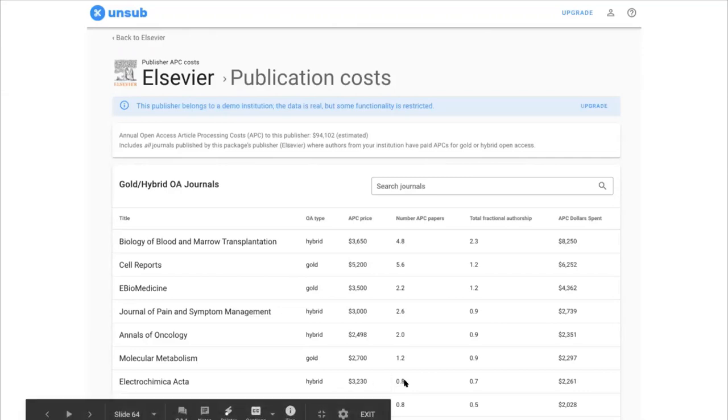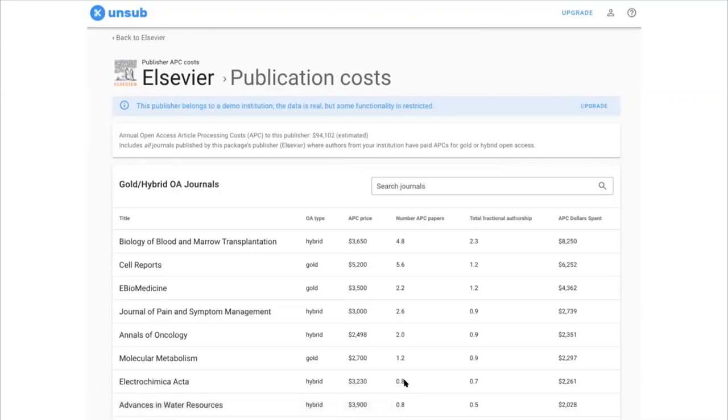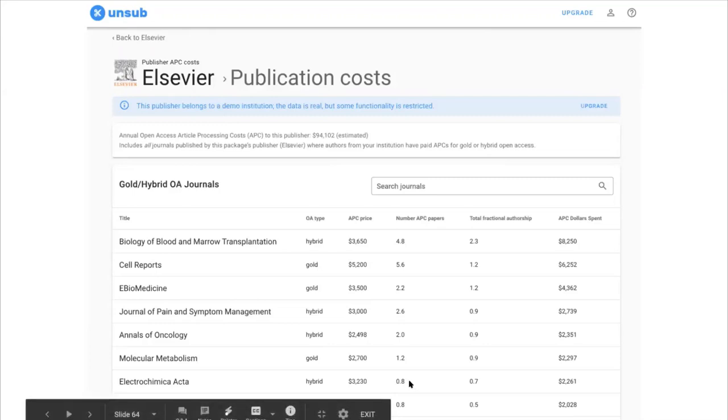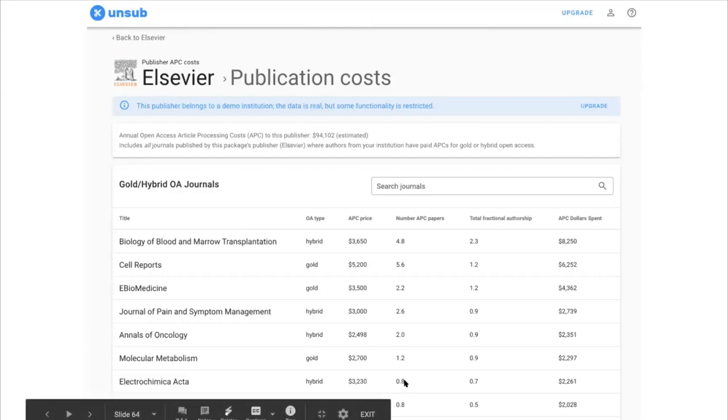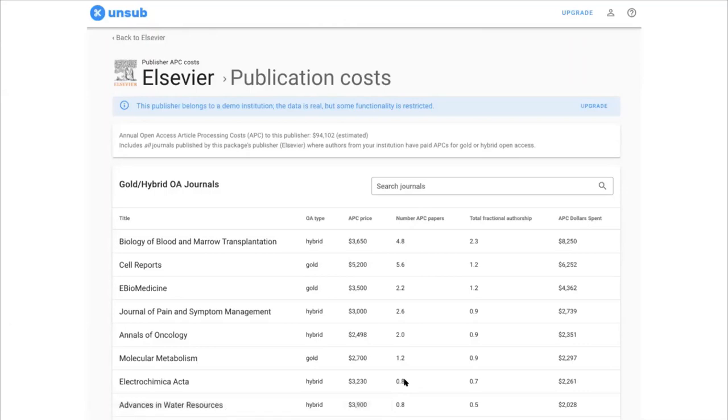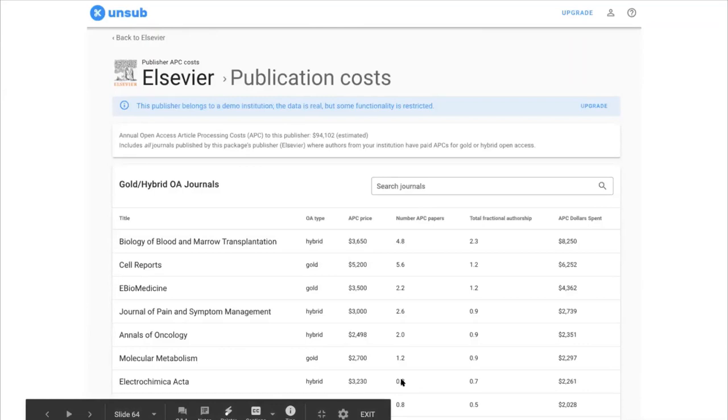We think that the authors in this institution have published 0.8 papers that charge an APC. So what does that mean? That means they might have been on one paper with 10 authors, where 8 of them were from this institution. So that means that we are assigning 80% of that APC to this institution for this paper.